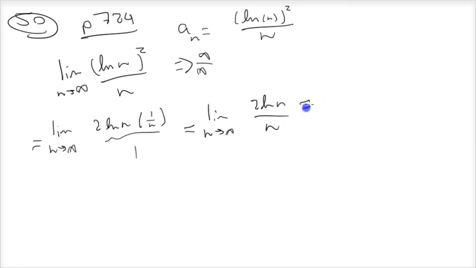So we can rewrite this limit as 2 times the natural log of n over n. And this still gives us an indeterminate form. This still gives us infinity over infinity when we plug in infinity for n. So we're going to need to do L'Hopital's rule a second time.